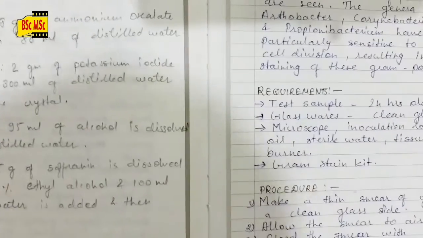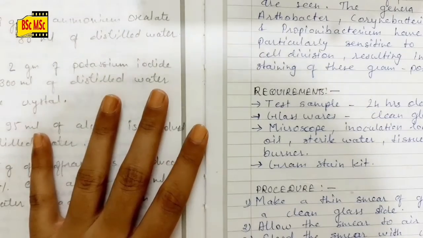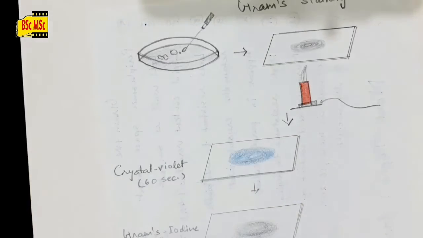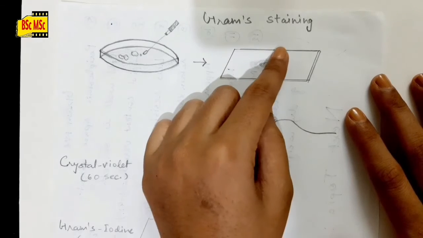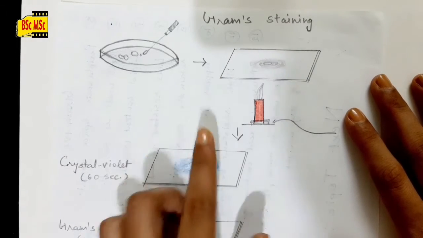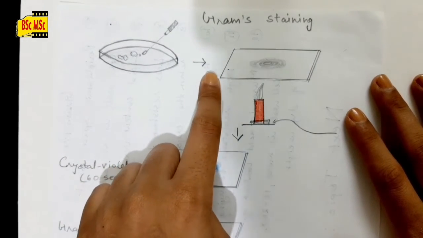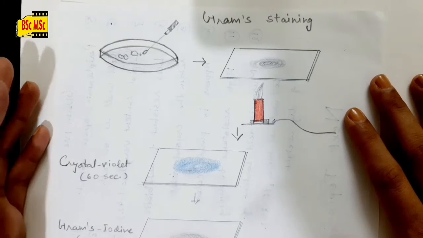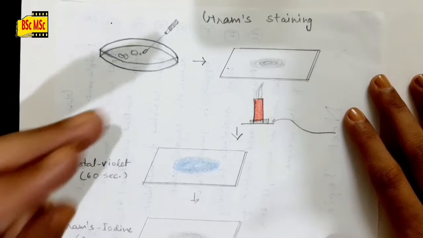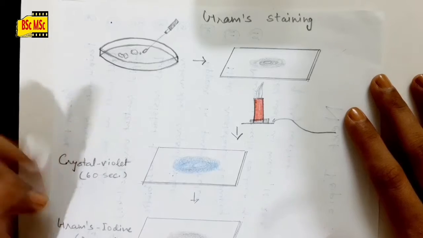So let's go for the experiment. What you need for the experiment, I'll show you via diagram. Okay, let's start the gram staining experiment. What you need for this experiment is an already grown culture, a loop, a clean glass slide, a Bunsen burner, and the stains and solutions, which are crystal violet, gram's iodine, ethyl alcohol, safranin, and distilled water.